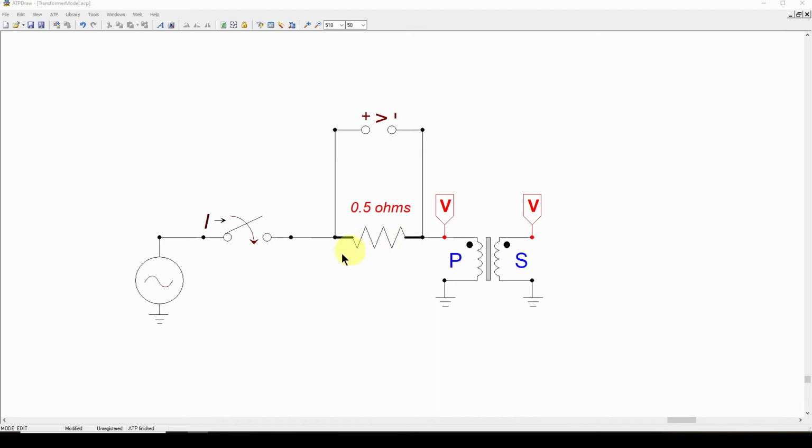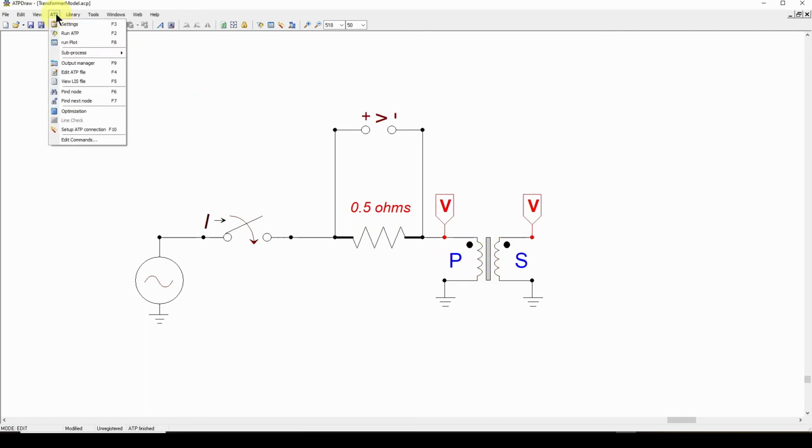Recall in the previous video, we did a simulation where I had my 120 volts coming in. I closed a switch and applied voltage to the transformer with an open secondary, no load current. I measured it using a differential probe across this 0.5 ohm resistor. I measured the voltage, which corresponds to the current flowing into this primary. So I've got this model set up with the saturation characteristic curve I showed before, and basically the same setup.